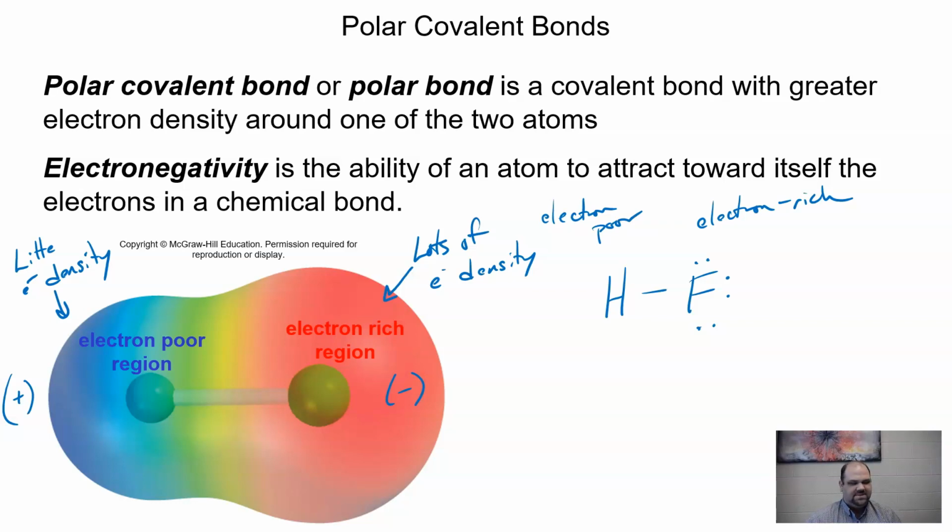Now, to indicate which end of this bond is positive with fewer electrons and which end is negative with more electrons, it's not a complete charge, but it's a partial charge. Those of you that have taken enough calculus to do partial derivatives know that we use the Greek letter delta for partial, and so fluorine has a partial negative charge, hydrogen has a partial positive charge. We indicate that with that delta minus and delta plus.